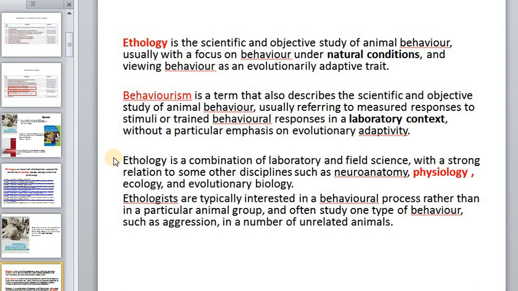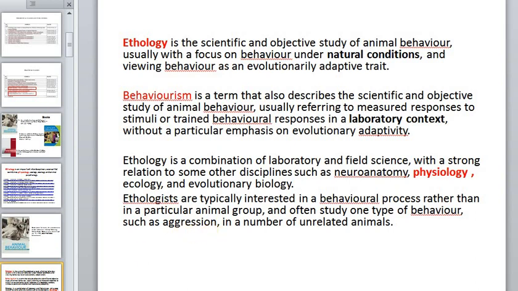Ethology is a combination of laboratory and field science with a strong relation to other disciplines such as neuroanatomy, of course physiology of animals, ecology, and evolutionary biology. And ethologists are typically interested in a behavioral process rather than in a particular animal group, and often study one type of behavior such as aggression in a number of unrelated animals.